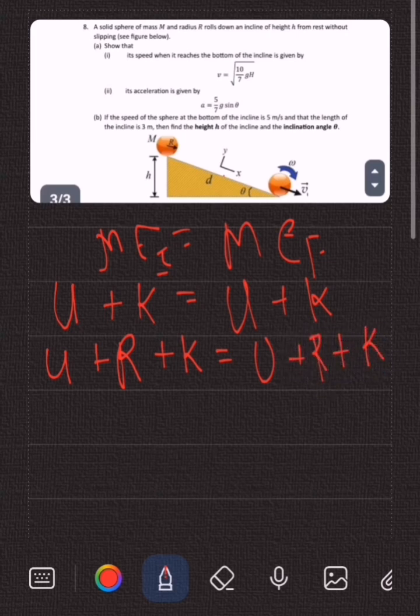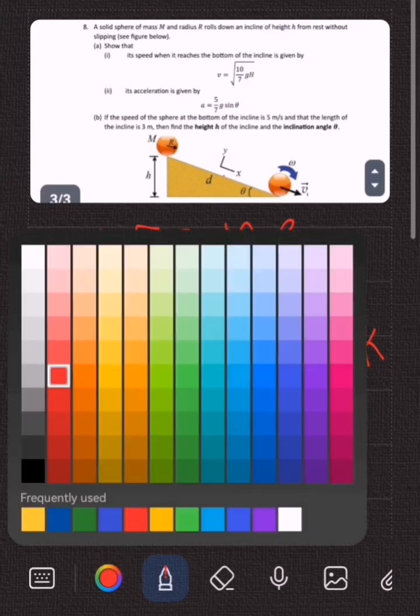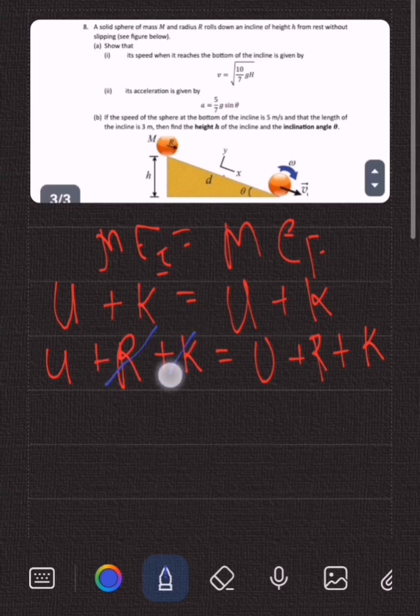All right, so analyzing the situation, at the top of an incline the ball is not moving, so you have no kinetic energy. So these two things are going to cancel out, because the ball is not moving, so it has neither rotational nor translational kinetic energy. So here you're just left with potential energy U being equal to this side.